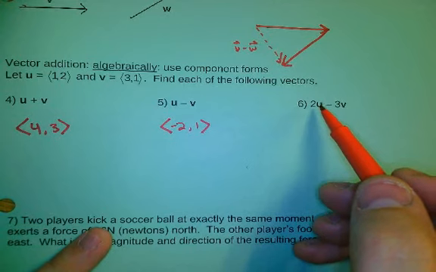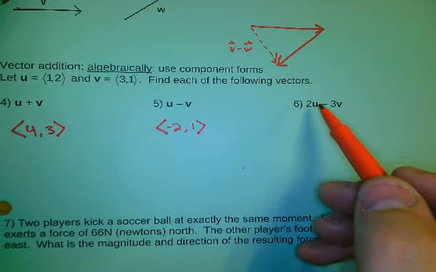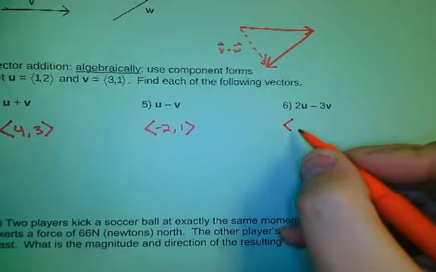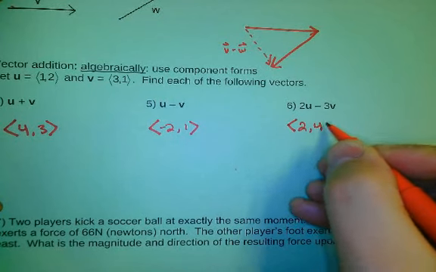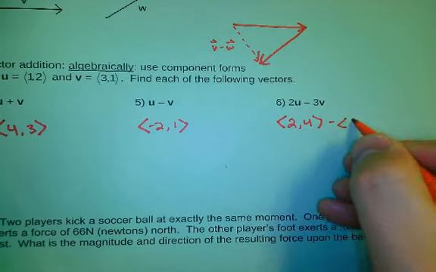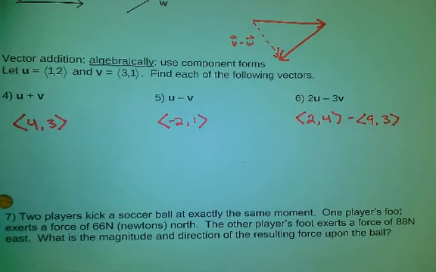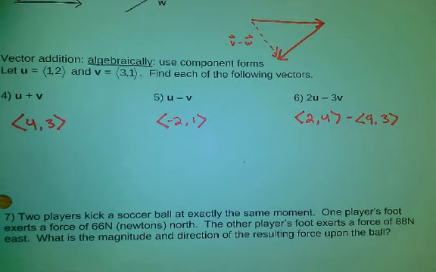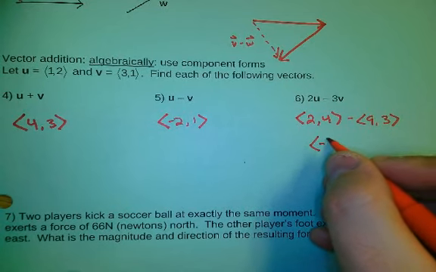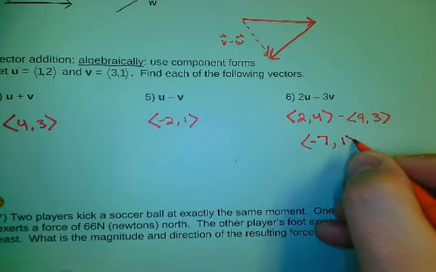Okay, so for number 6, this number in front of it, we call that a scalar. It's going to multiply it. So I'm going to first multiply everything in u by 2. So u becomes 2, 4, minus, multiply everything in v by 3: 9, 3. Let's subtract those. What is 2 minus 9? Negative 7. And then 4 minus 3 is? 1.